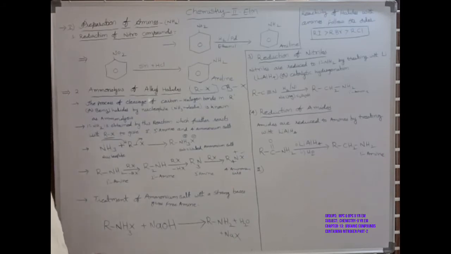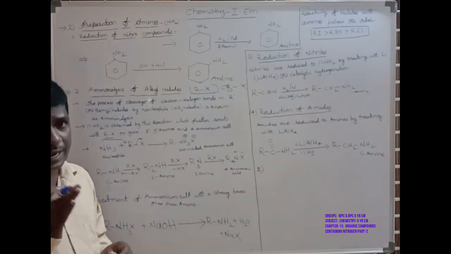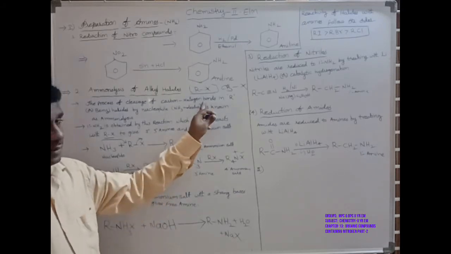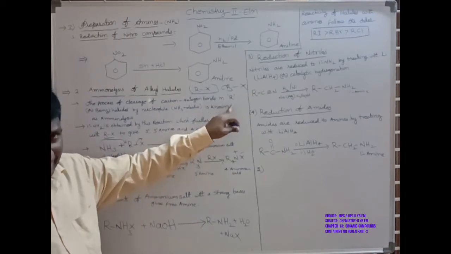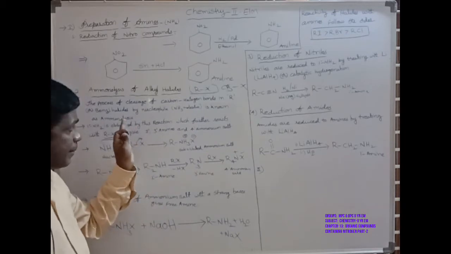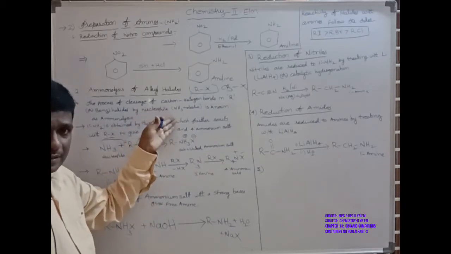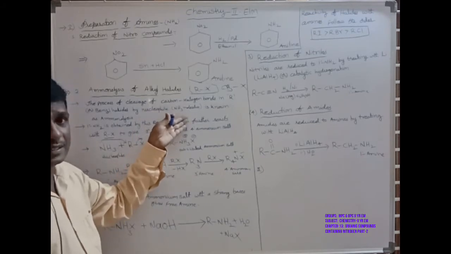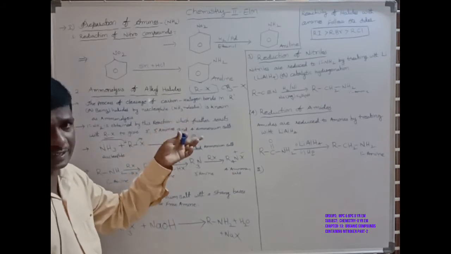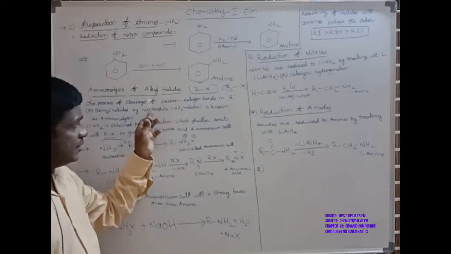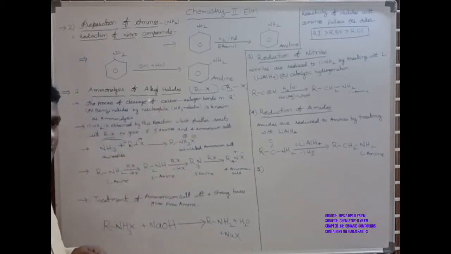Ammonolysis means the cleavage of the carbon-halogen bond in alkyl halides or benzyl halides in the presence of a nucleophile. NH3 acts as the nucleophile, because NH3 has one lone pair of electrons.